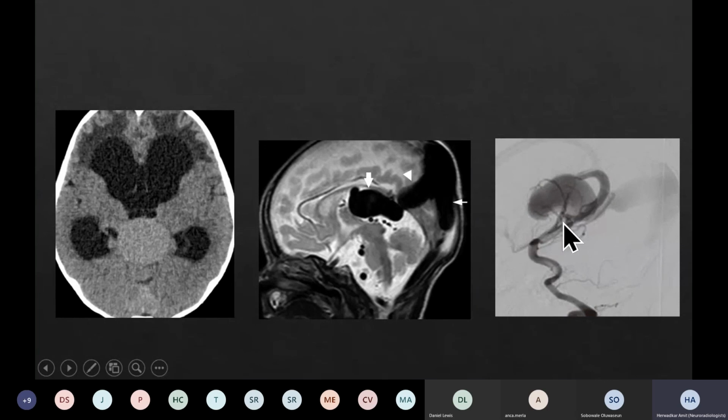And this is an angiogram just to demonstrate the fistulous communication via the choroidal branches of the posterior cerebral artery into this big venous pouch, which then subsequently drains via the straight sinus.